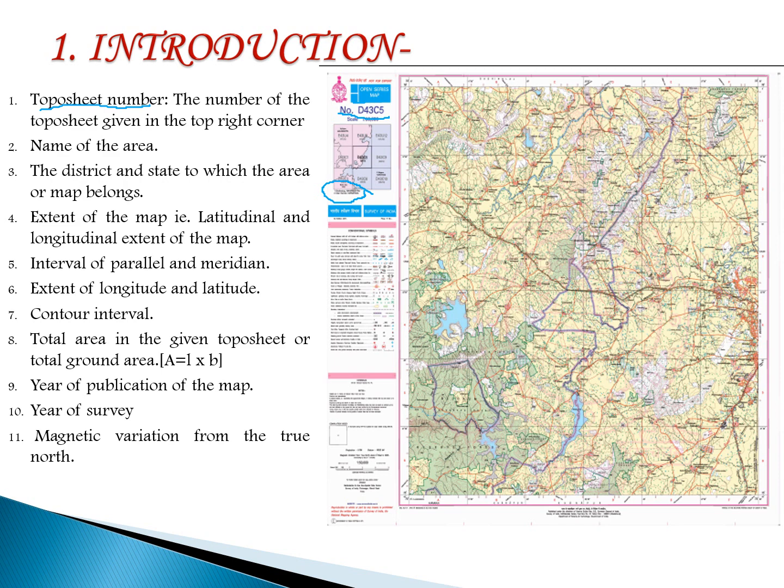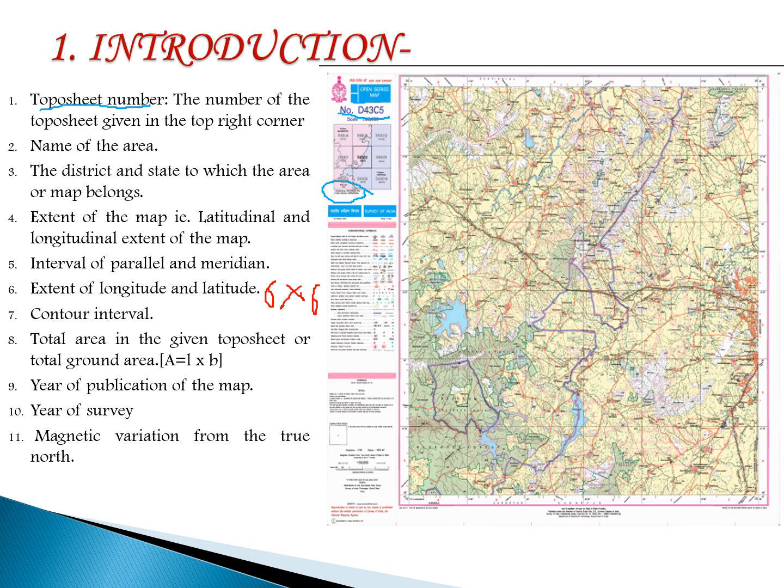Then next comes the extent of longitude and latitude, that is the extent of the map, that is lat and long. It is how many grids it contains: 1 2 3 4 5 6, okay. So 6 grids, and here also 1 2 3 4 5 and 6. So there is a 6 by 6 grid given here. You have to write here in the extent of the longitude and latitude as 6 by 6, okay. So this is the extent of the map.